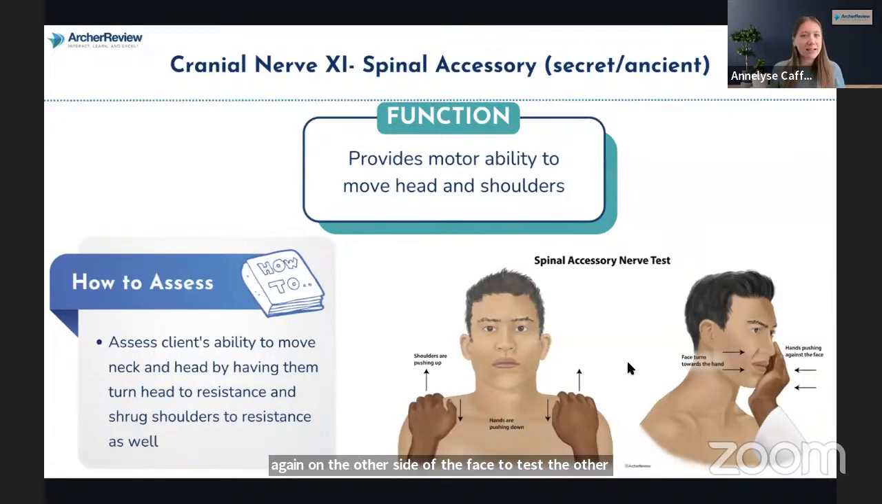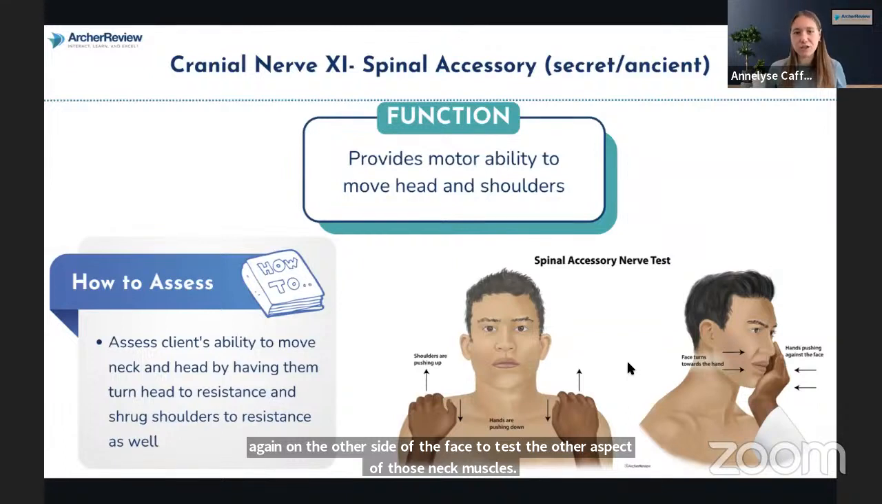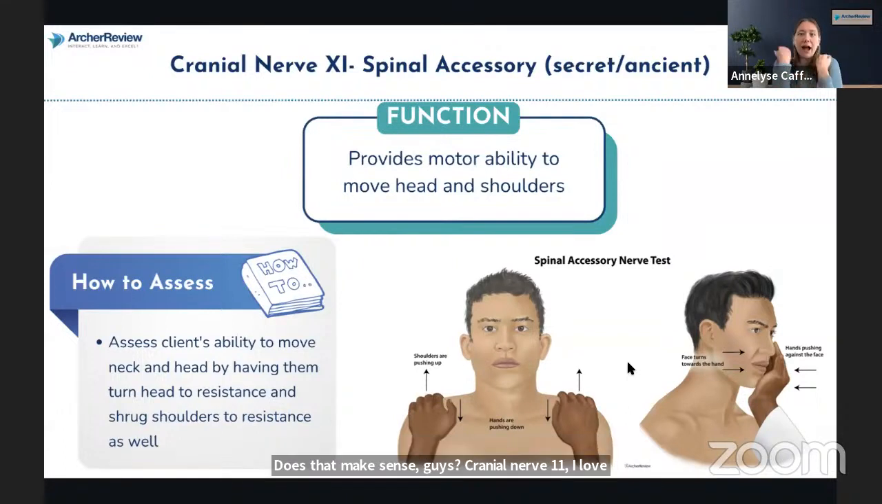Does that make sense, guys? Cranial nerve 11, I love testing because it's really easy. So shoulder shrug, and then turning the neck against resistance. That's all you have to do for that one, and that is spinal accessory.